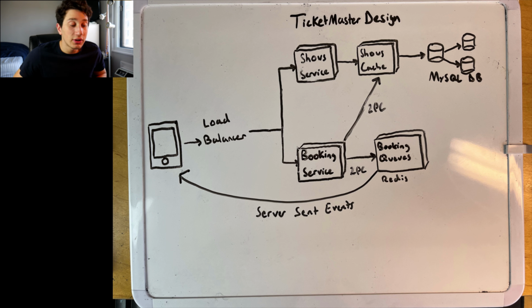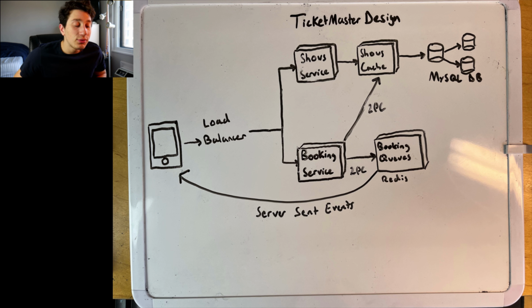On the other end of our service, we have our booking service. Now this is where, as of now, I've currently got some sort of two-phase commit protocol where every single time we're going to be either canceling or confirming a booking, we have a two-phase commit to our booking queues, which are held in Redis, and also our either write-back shows cache or our MySQL database. You can choose what type of cache you want.